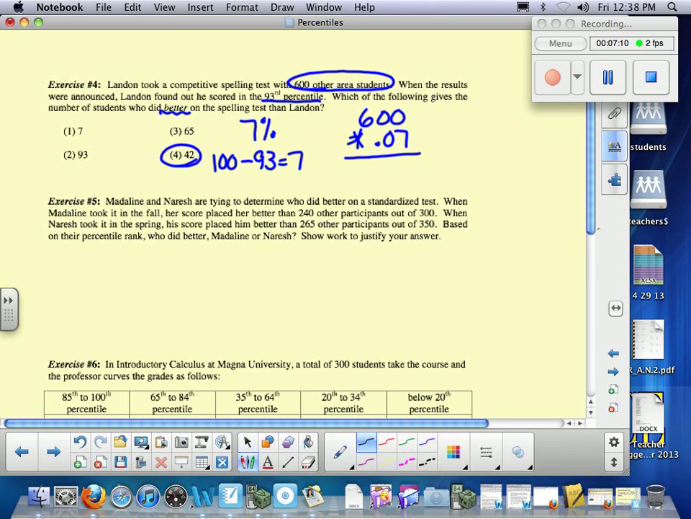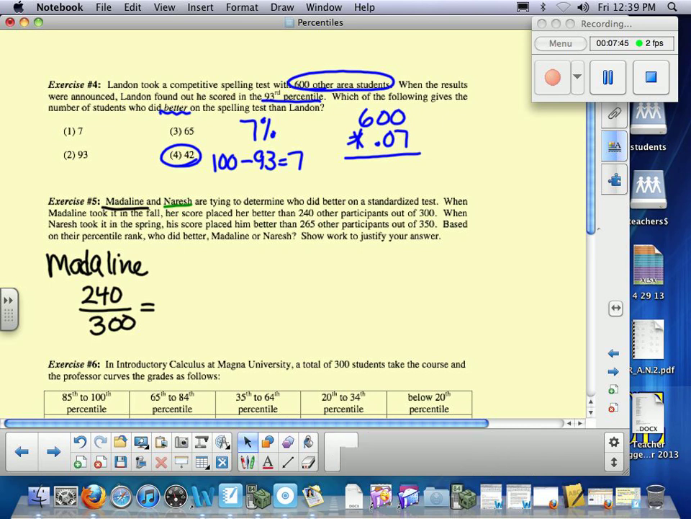Number 5, we have Madeline and we have Narish. I believe I'm pronouncing Narish's name correctly, but I don't know if Narish is a boy or a girl, so I'm going to try to be gender non-specific. So Madeline took this test in the fall, and she did better than 240 of the 300 kids. So we're going to be able to figure out what percent she was.